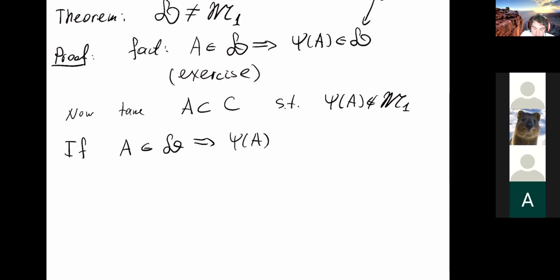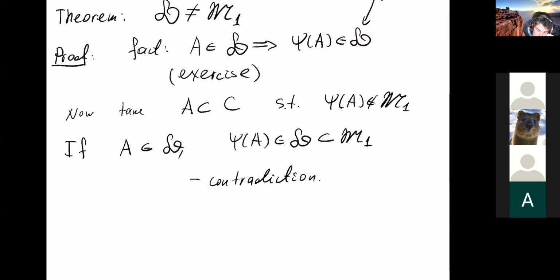If A was Borel measurable, then it would imply by the exercise that psi of A is Borel measurable, and Borel sets are all Lebesgue measurable sets, and that's a contradiction. I should be a good boy and write this without the arrow. If A was Borel, then psi of A would also be Borel, but then psi of A would also be Lebesgue measurable, but it's not.